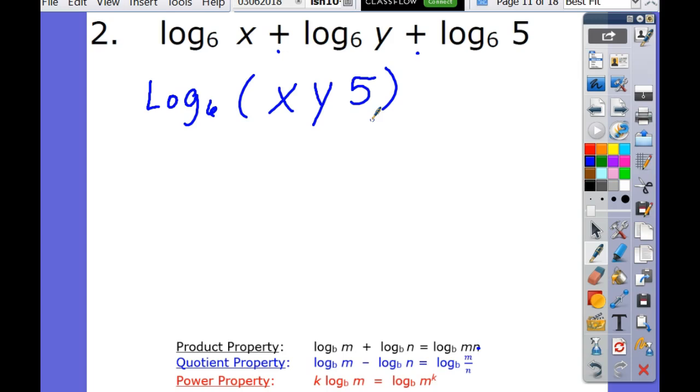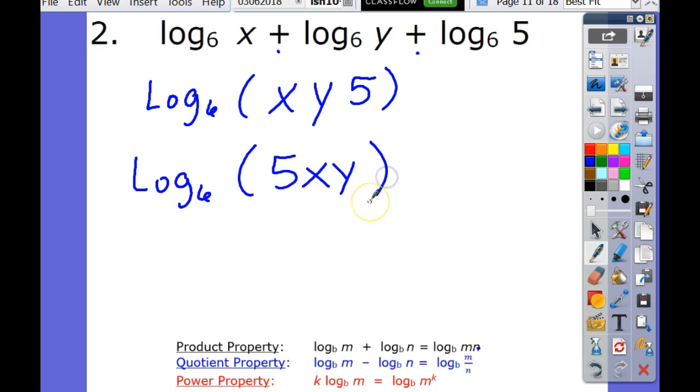Anytime we have a whole number with some variables, where do we put this whole number? You put the whole number in front, and it's also traditional to put the variables in alphabetical order.